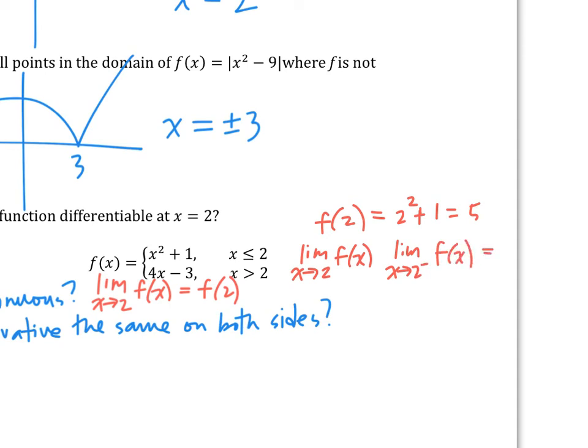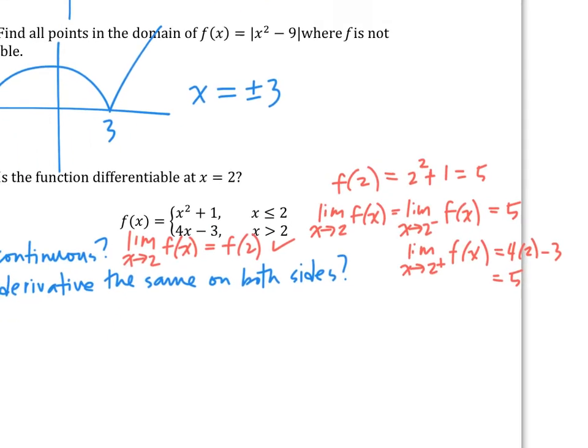The left-hand side we said is 5. The right-hand side is 4 times 2 minus 3, which is 5. The right-hand side and the left-hand side are equal, so the limit is also 5. So it's continuous. Is the derivative the same on both sides?